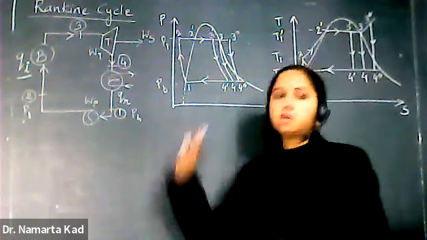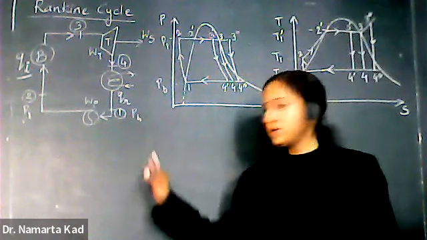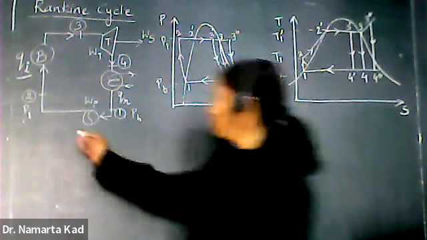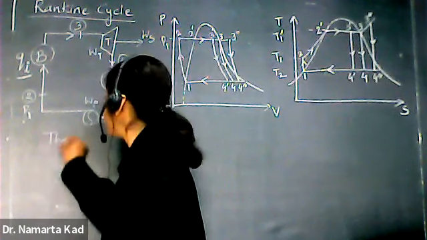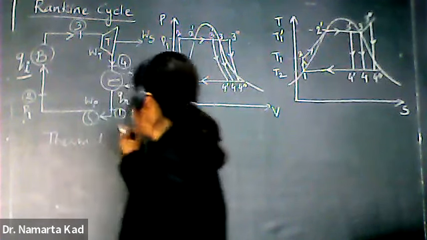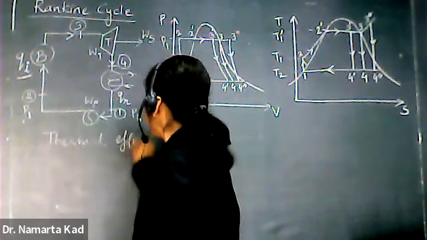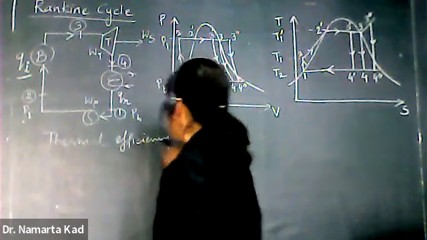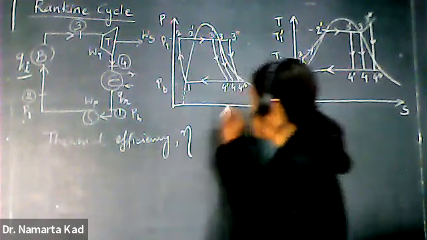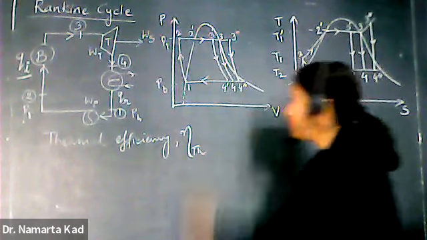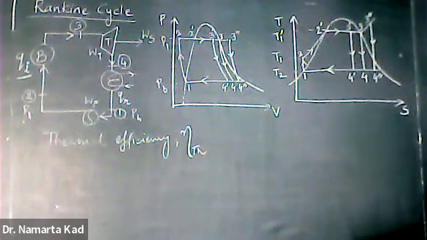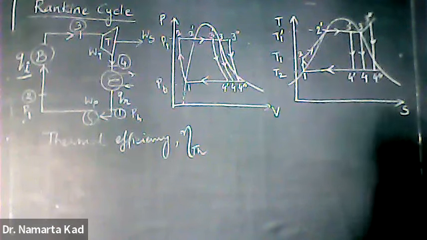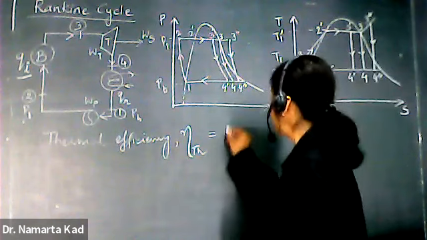Now, this is the complete process for the Rankine cycle, and let's have some formulas first. The first is the thermal efficiency. This is the symbol for efficiency, and the thermal efficiency is the ratio of the shaft work to the heat supplied.